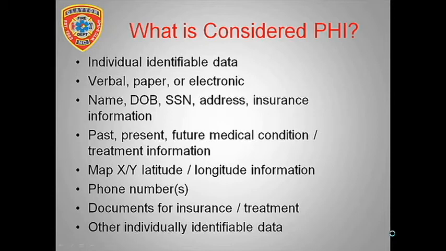So what is considered your protected health information, or PHI? Individual identifiable data. This could be whether you say it, whether you write it down, or if it's in a computer database. These can consist of somebody's name, their date of birth, social security number, the address, and insurance information. Any past, present, or future medical condition, treatment information, various mapping information, longitude, latitude information, phone numbers and documents for insurance and treatment, and other individually identifiable data.